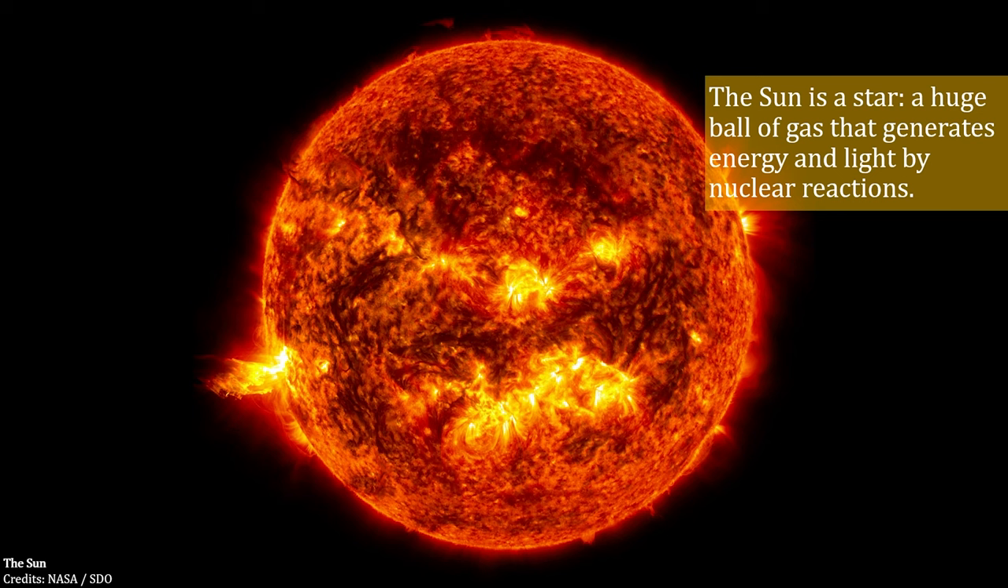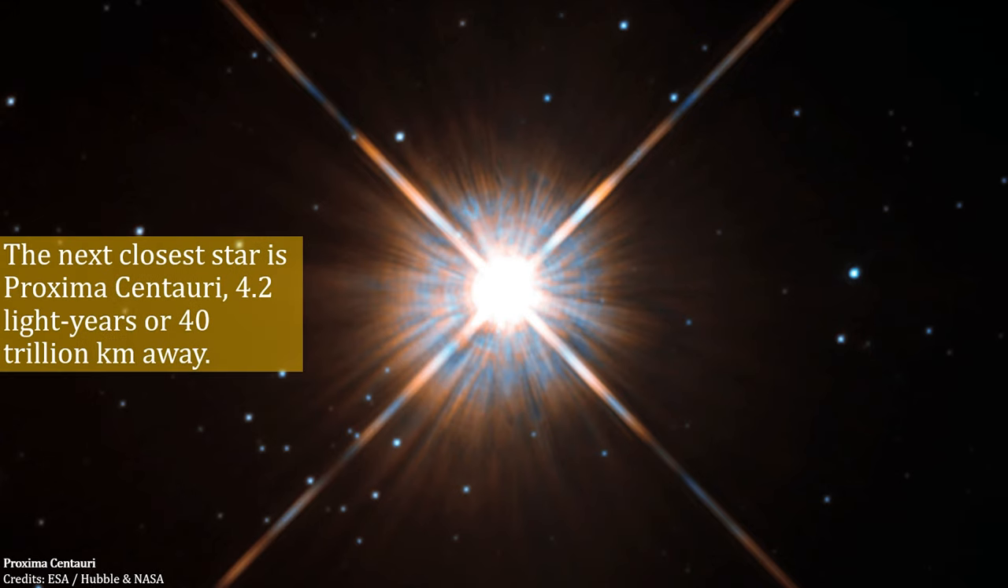The sun is a star, one of many stars. And a star is a huge ball of gas that generates energy and light by nuclear reactions. And of course, we'll learn more about how that works later. The next closest star is Proxima Centauri, which is only 4.2 light years, which is about 40 trillion kilometers away. Now, between us and this star, in these 40 trillion kilometers, there is nothing. There are no other stars. This is the closest star to us.